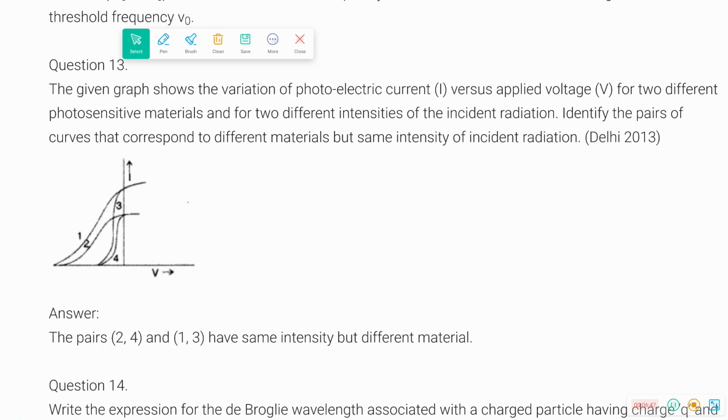First, to understand the question, here is your photoelectric current, and here this is your potential. Now listen to the question: identify the pairs of curves that correspond to different materials but same intensity, same intensity but different materials. 1 3 and 2 4, how? You can check here.